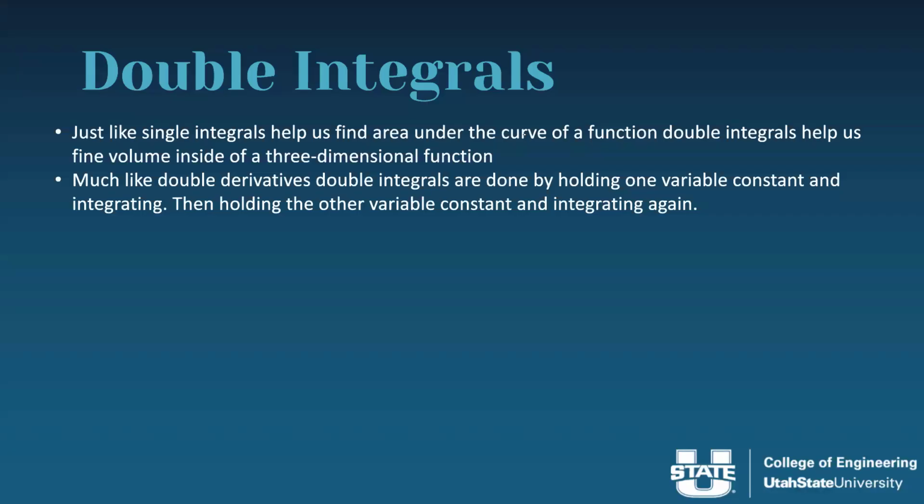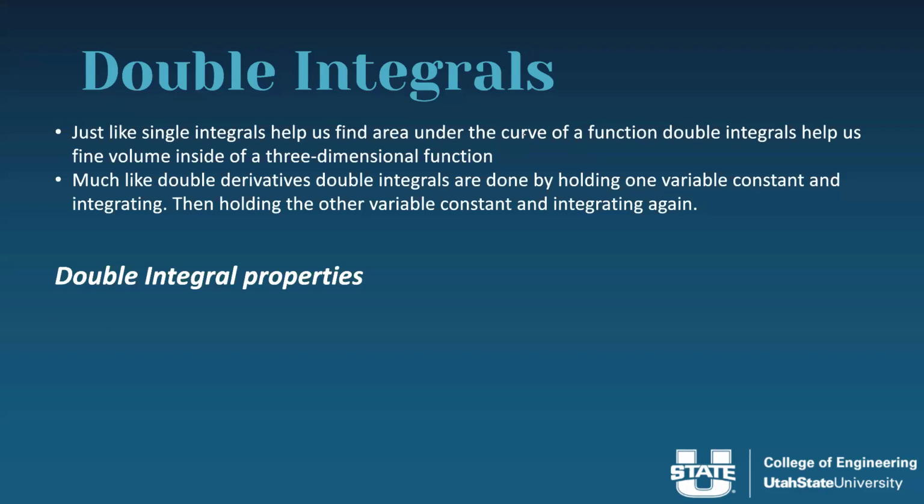So you take that integral by holding one variable constant at a time, either x or y. You hold it constant, and then you integrate the other variable before switching and integrating the variable that you held constant. So you integrate twice, which is why they're called double integrals.